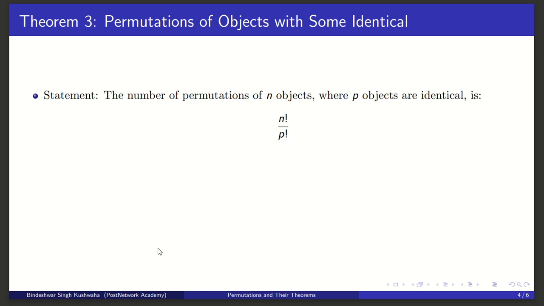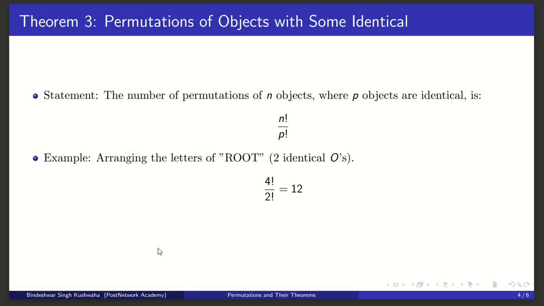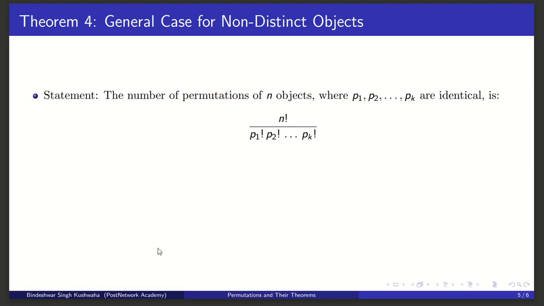Now if objects are identical, the number of permutations of n objects where p objects are identical would be factorial n upon factorial p. Suppose that you have the word root. There are two letters which are identical. So you will have factorial 4 upon factorial 2 arrangements, that will come to 12.